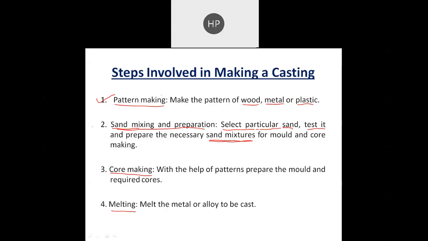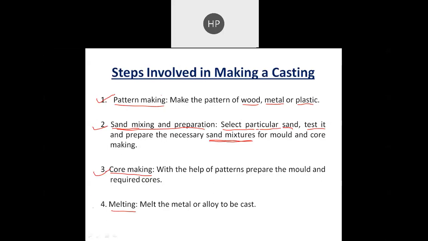Then the second step is sand mixing and sand preparation. In sand mixing, what do we add? We add some amount of clay and water. There is a particular proportion of sand, clay and water, and all these are thoroughly mixed so that we have a homogeneous mixture. Then third is core making. If you want to produce certain holes inside the product, those holes can be produced by core making. That is an optional step, but if it is required, then we can go for the core making process.